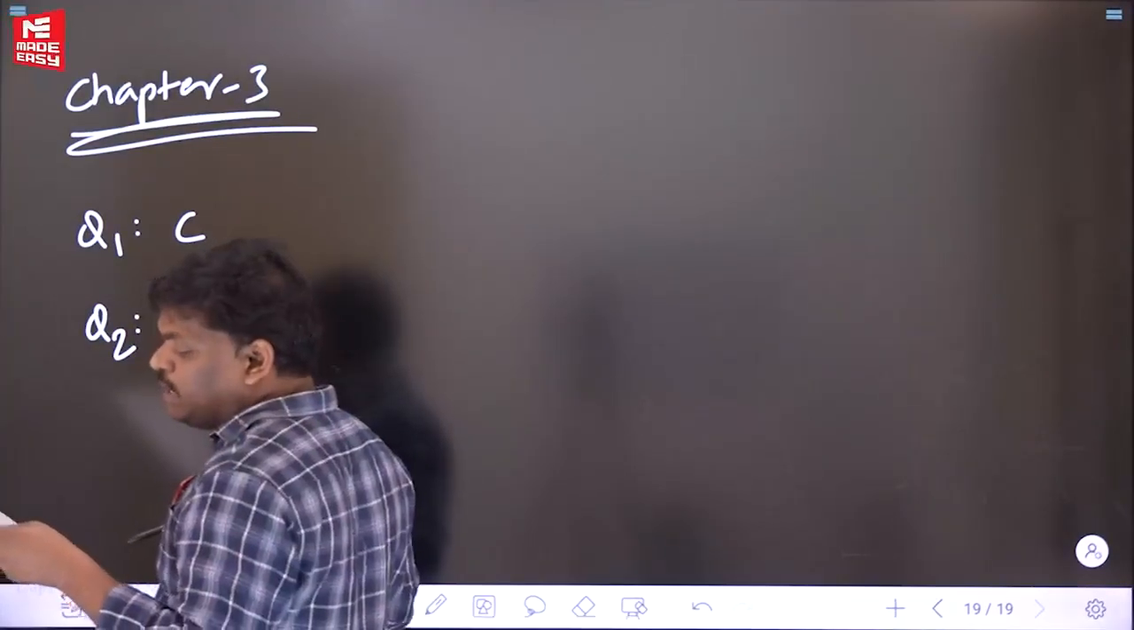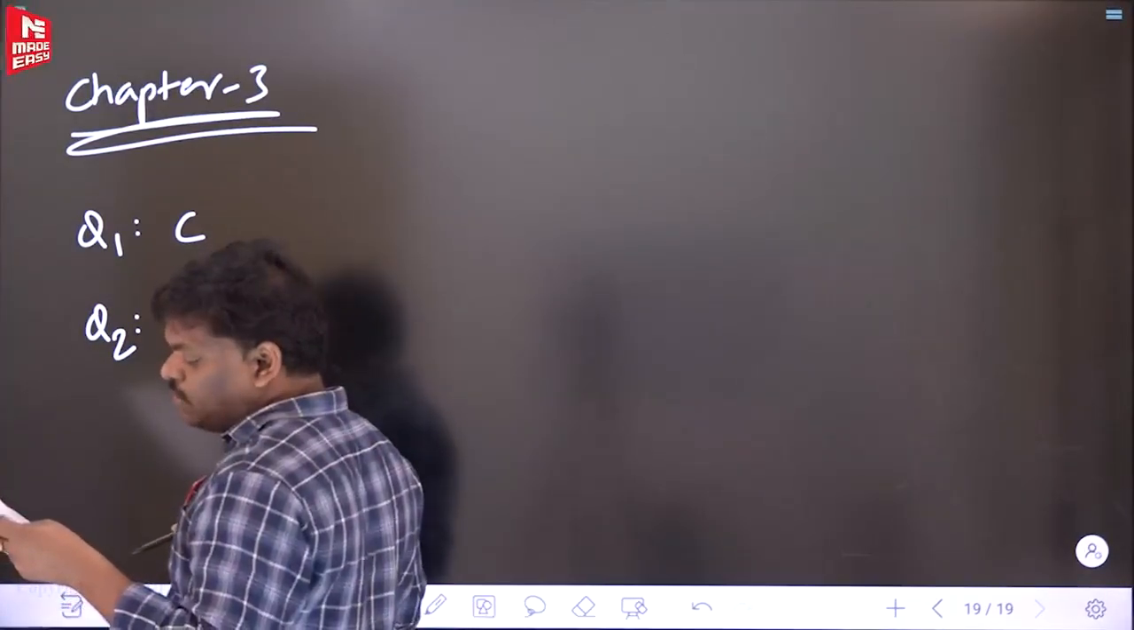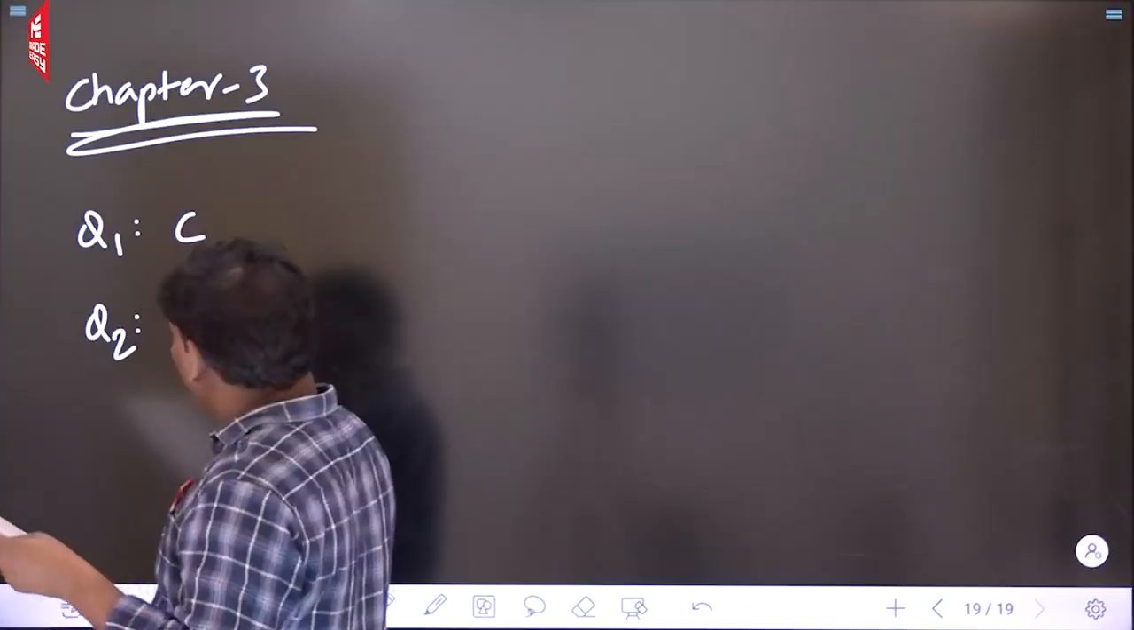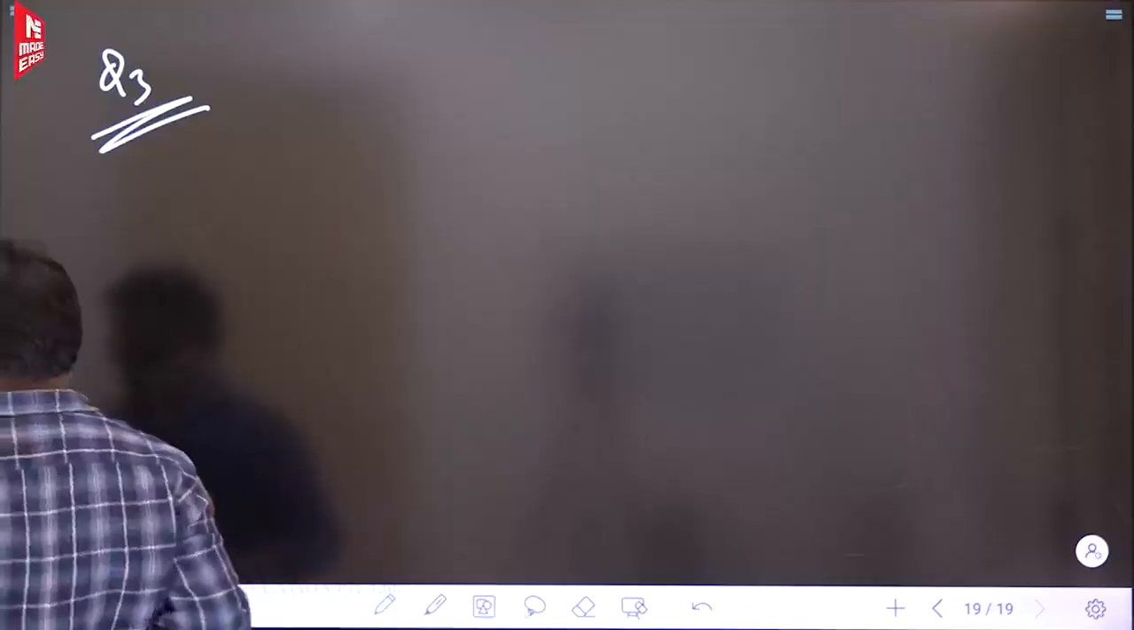What is the answer? Binary trees, unlabeled binary trees. I think B is the answer. Chapter number 3, question number 3. Let's see this one.